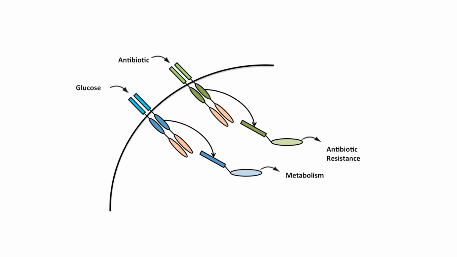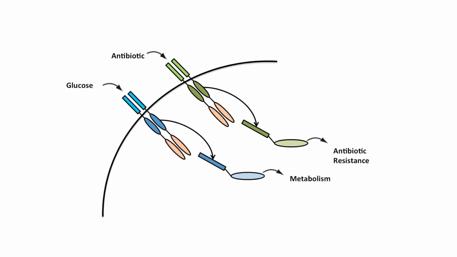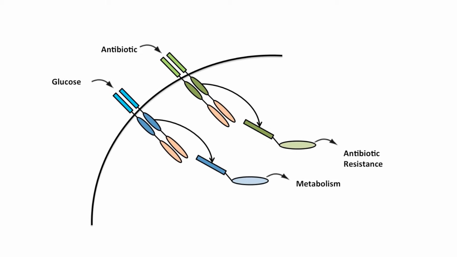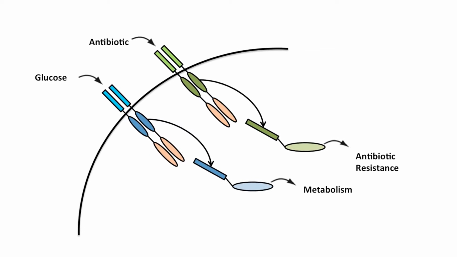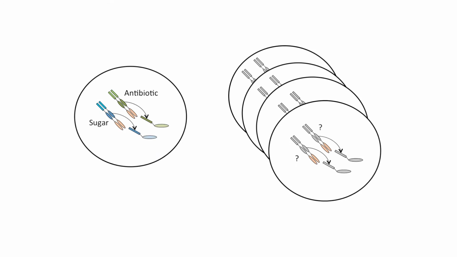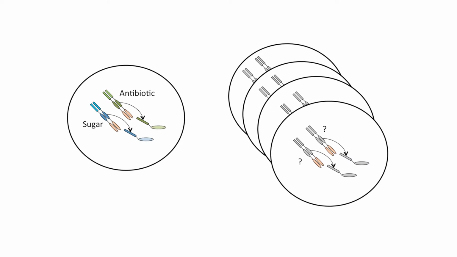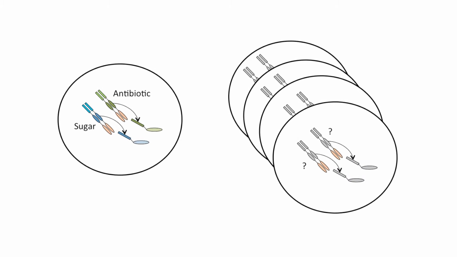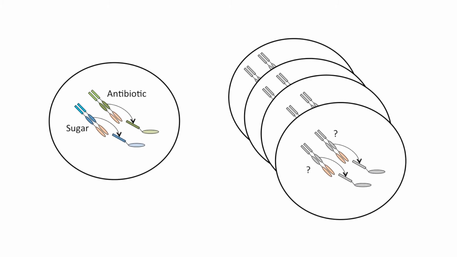And while one pathway might respond to sugar and upregulate metabolism genes, another pathway might be sensing antibiotics and upregulate some set of antibiotic resistance proteins. It's very important to be able to tell the difference between these two sets of proteins because we want to make sure that we're studying the correct pathway.